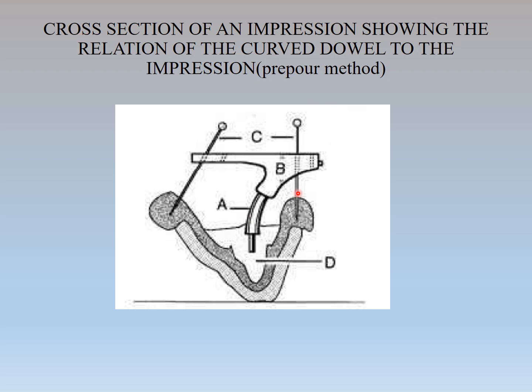This is like a cross section, guys, showing a curved doll to the impression. That is like the pre-pour method. So this is an impression. First pour impression. This is a curved doll pin. Just remember that this stone is poured covering the heads of the doll and around 1 to 2 mm of the body of the doll.